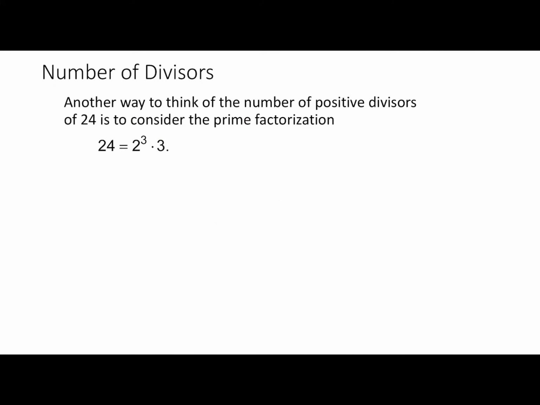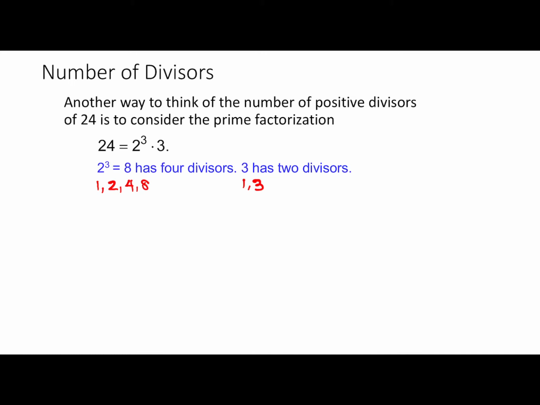Another way to think of the number of positive divisors is to look at the prime factorization. So if I write 24 as a product of prime numbers, it's going to be 2 cubed times 3 to the first power. And each divisor of 24 has to be built from these prime divisors. Okay, so let's look at 2 cubed. 2 cubed is 8, and that has 4 divisors. 8's divisors are 1, 2, 4, and 8. 3 has 2 divisors, 1 and 3, and that's true for any prime number.